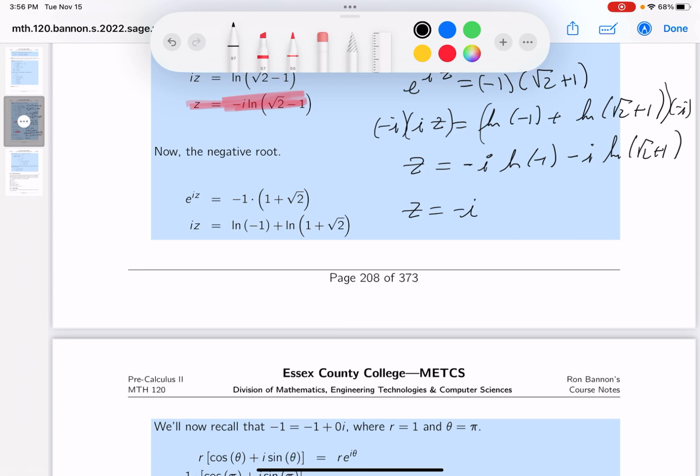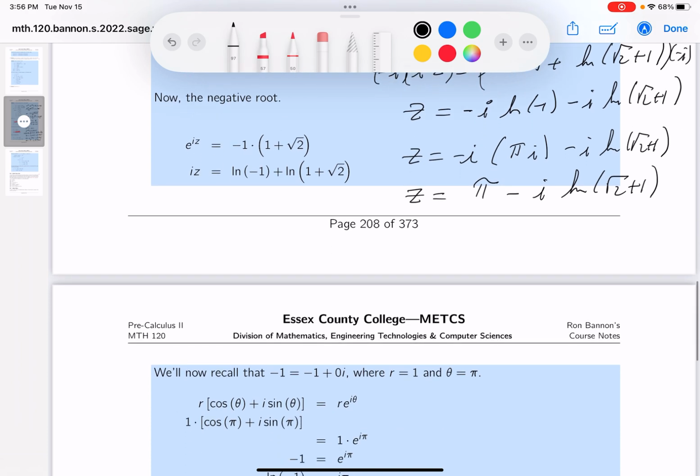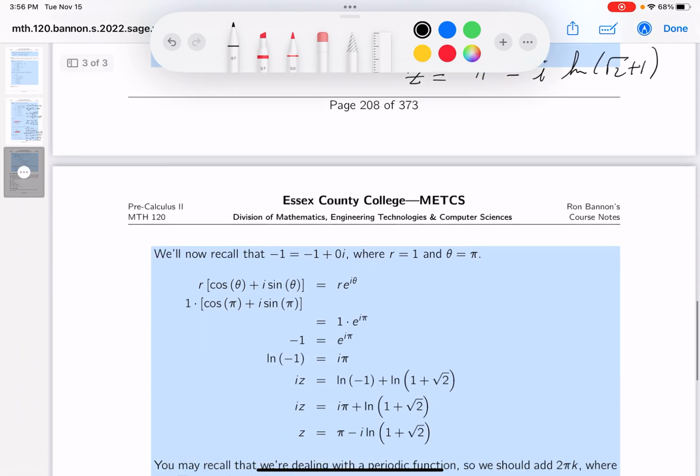It's going to be minus i, and this will just be pi i. This is minus i natural log root 2 plus 1. So z would equal, minus i squared, so just pi, and then minus i natural log of root 2 plus 1. All right, now I want to go through how I got the log of minus 1.